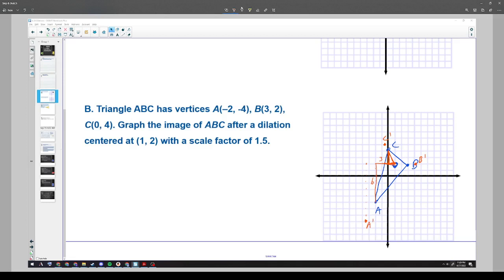So if we connect A prime, B prime, C prime, we should end up with a similar triangle to the one we started with, but you'll notice that they're not centered around the origin, they're centered around this point right here. So we would draw our lines of action from that center of dilation, and it would pass through A and A prime, or B and B prime, or C and C prime.